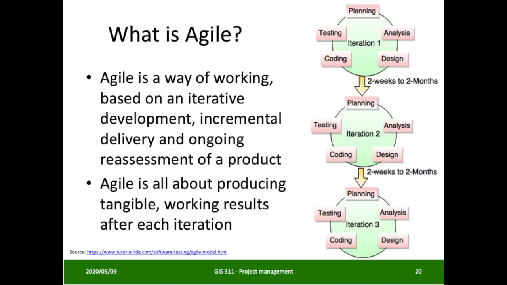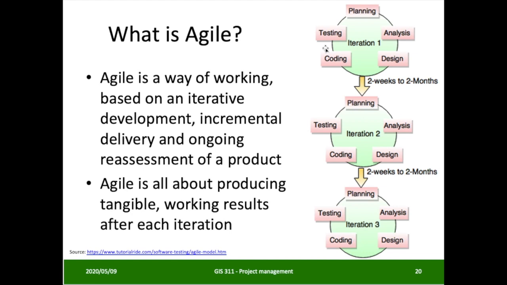Okay, so Agile is a way of working based on iterative development and incremental delivery with an ongoing assessment of the product. So what I mean with this is, you can see here, you do planning, you do analysis, design, coding, and testing in one iteration. Then it's always repeated again in your second iteration and third iteration. So you can see this aligns very much with the iterative approach we just spoke about.